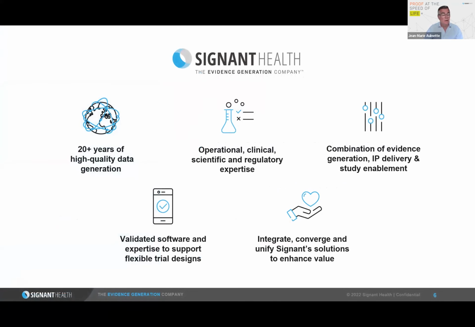So Signant Health as an organization, we have been running clinical trials and supporting our customers for around 20 years in the industry. We are covering not only operational clinical, but we have as well a scientific and regulatory expertise internally. So we are really able to work with you and your team to give advice, to bring the best combination of evidence generation with IP delivery and study enablement solutions.